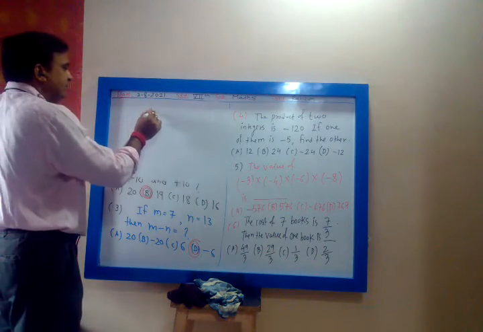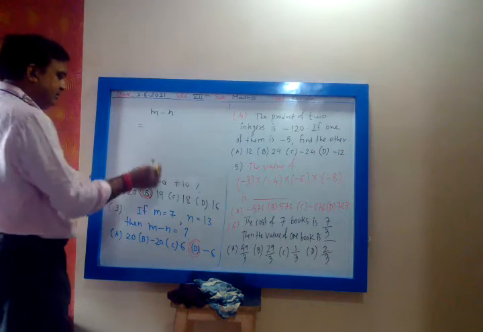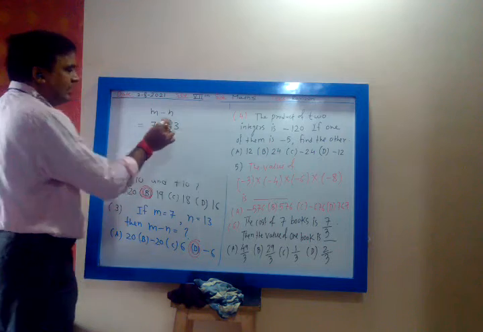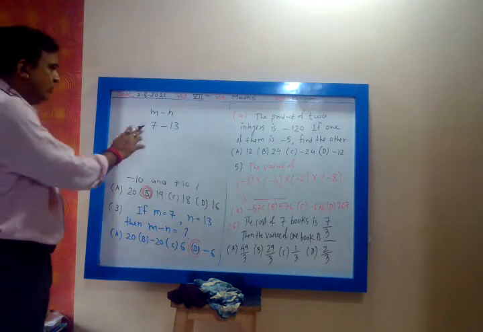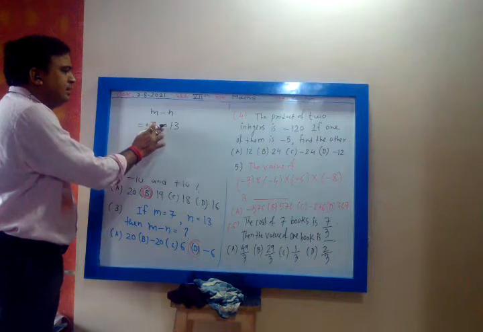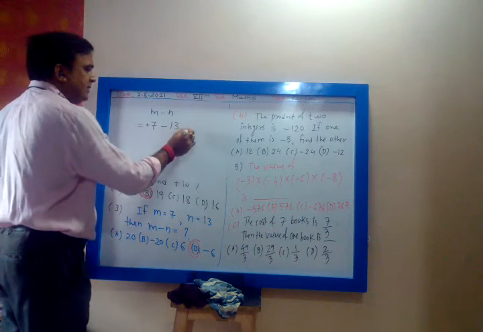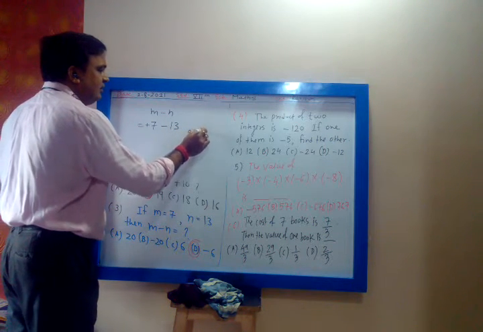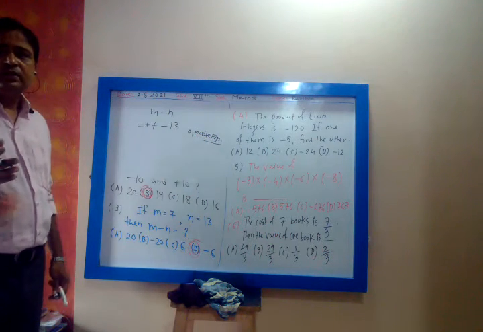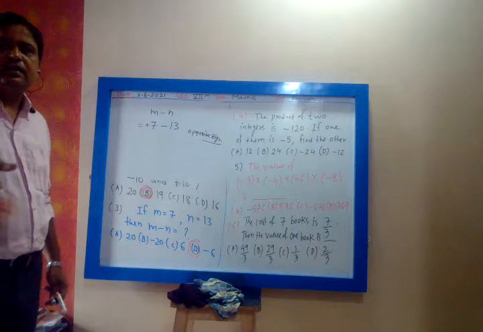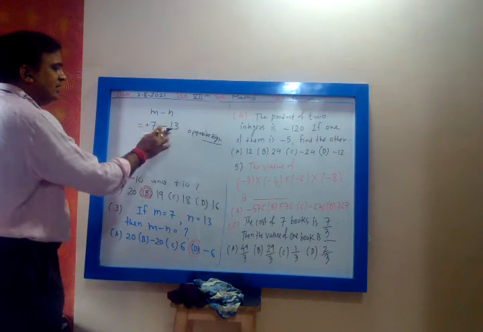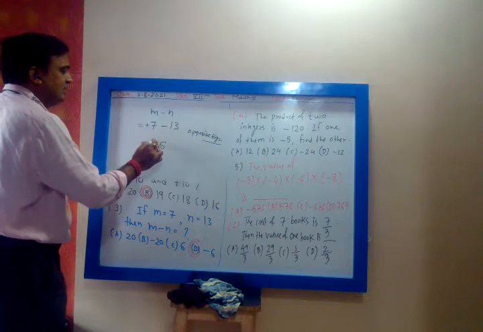M minus N. What is the value of M? M is 7 and N is 13, correct? Now see this part. What is the sign of 7? Positive. What is the sign of 13? Minus. So plus and minus are opposite signs. Whenever they have opposite signs, we subtract the smaller number from the bigger number and take the sign of the bigger number. 13 minus 7 is 6. Which number is bigger? 13. What is its sign? Minus. So the answer is minus 6.